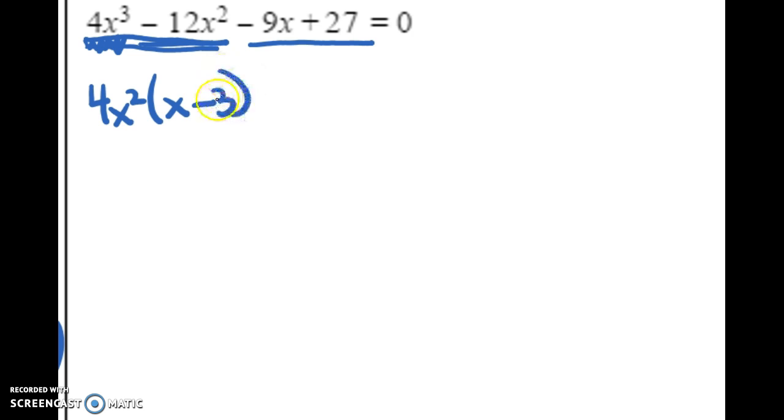I'm dividing it by 4, so I have negative 3 left. If this is still giving you trouble, think about what would happen if you took 4x squared times x and 4x squared times negative 3, and you'd see you have this thing staring you back in the face. So we're just basically doing a reverse distributive property.